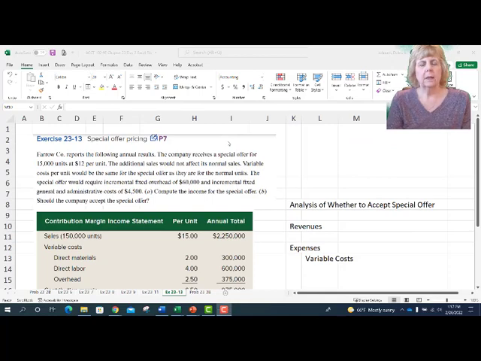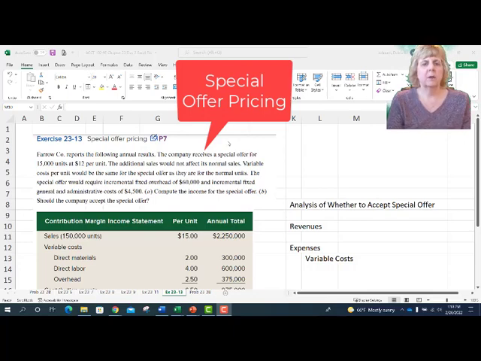Okay, here is a special offer pricing. What we need to remember about special offer pricing is there should be capacity left to produce these. Once again, if we could sell all of our units at the normal selling price, then we wouldn't be entertaining any type of special offer. So keep that in mind.